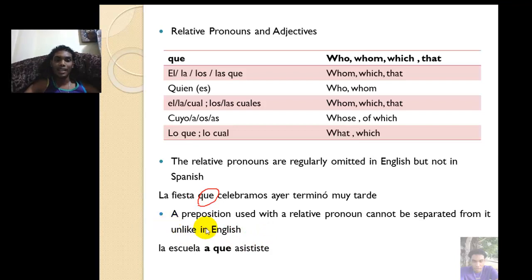La escuela a que asististe. Okay? The school to which you went. Okay, we could just say the school you went to, the school you attended. But in Spanish, a que asististe. Okay? Because it is asistir a.